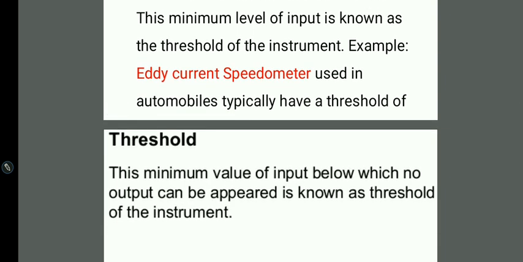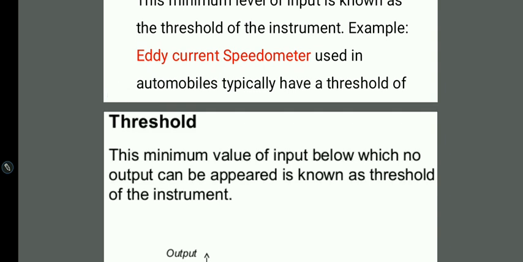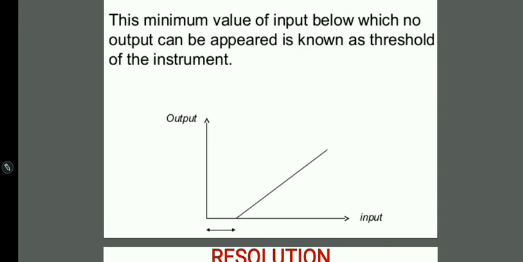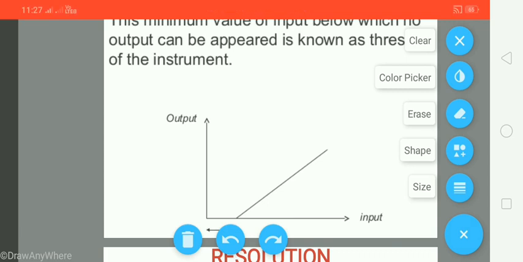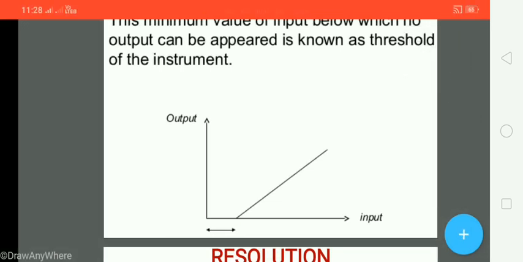So this is the minimum value of input below which no output can appear, known as threshold of the instrument. We can see this with the help of a graph. Output versus input graph. On x-axis input is plotted, on y-axis output is plotted, and you can see here the arrow marked region where I have marked it with red pointer. You can see there is no output up to the marked region. Only when the input has increased beyond that marked region, the output appears on the instrument. So that is what is threshold.